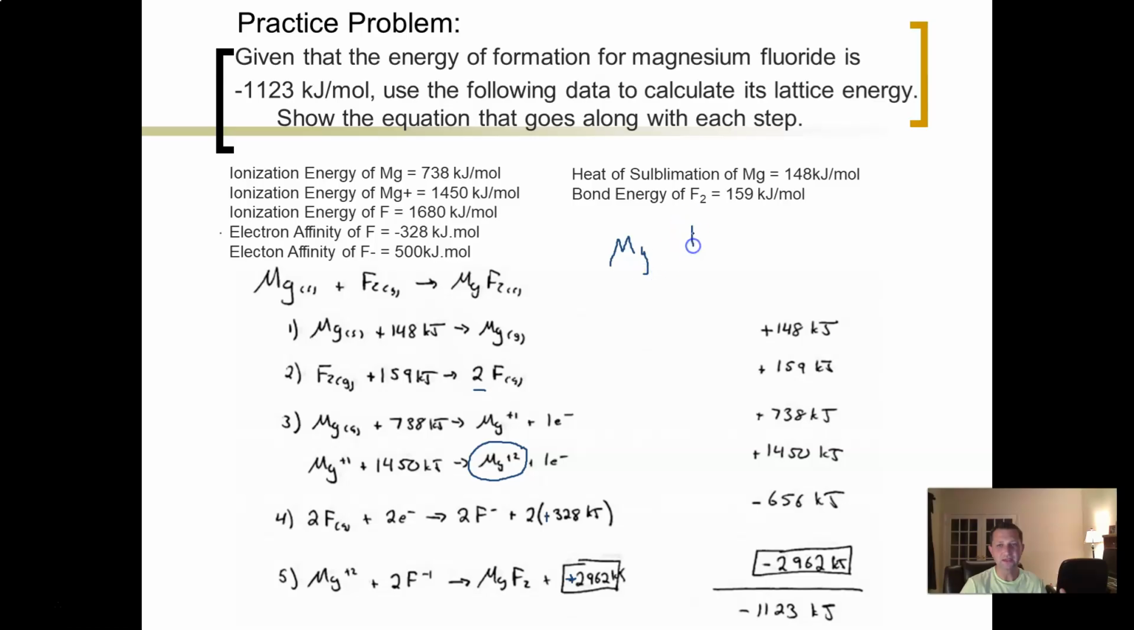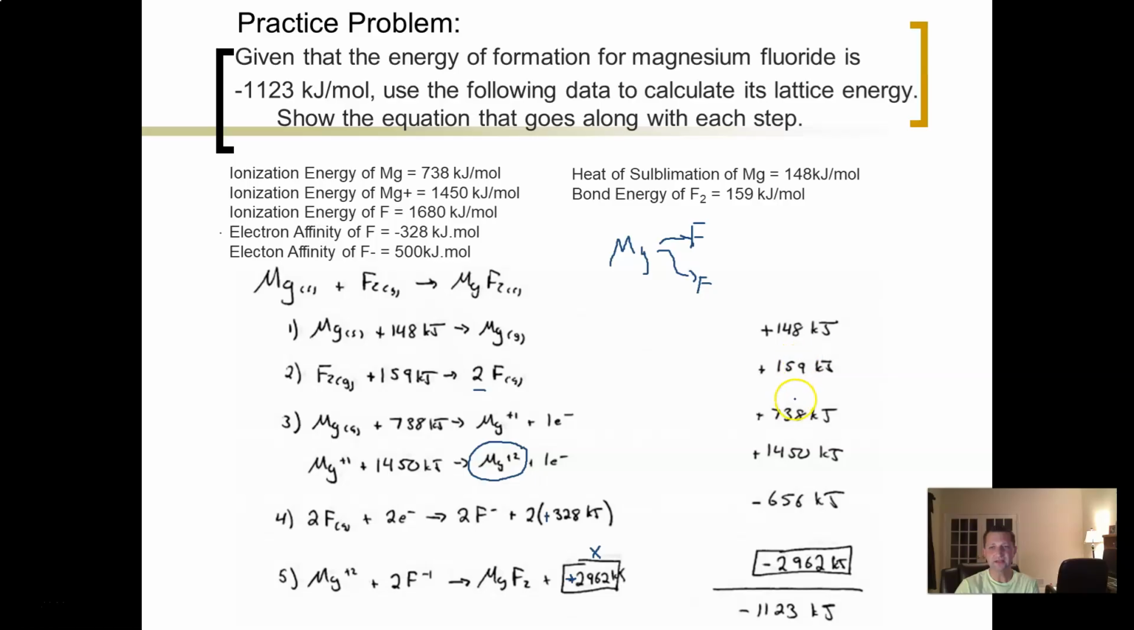You would Mg and then 2 fluorines, right? So electrons had to go here and here. All right, so you have 1 affinity for this fluorine, 1 for this one. So you get negative 656 kilojoules. You know the final formation is negative 1123. Okay, so this is like X. Okay, you're trying to find that. So you have 148, 159, 738, 1450, negative 656, X, and then negative 1123.